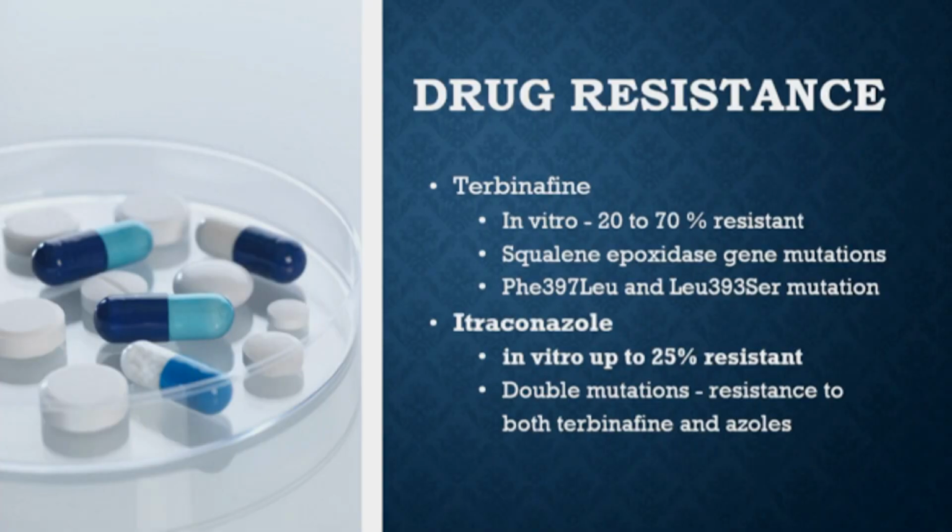Now, a few words regarding its drug resistance. It has been shown to be resistant to terbinafine in vitro in about 20 to 70% of cases, mainly due to genetic mutation of squalene epoxidase. Whereas in the case of itraconazole, it has been shown to be resistant in vitro in up to 25% of cases. The more dangerous thing is that there are new strains with double mutations. That means they are resistant to both terbinafine as well as azoles.